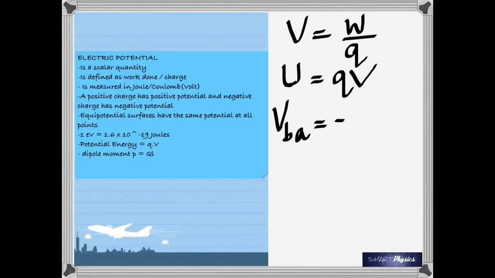The potential difference between 2 points B and A is the negative of the integral of E dot dl between A and B. That's an important equation to remember. That gives the relation between potential difference and intensity of electric field.